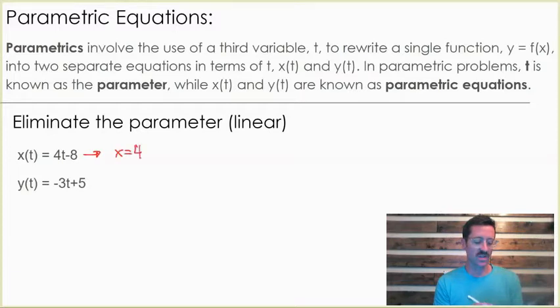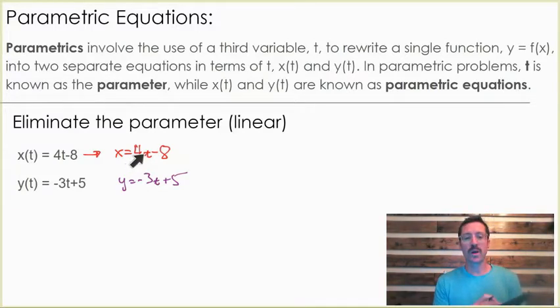Instead of writing in that function notation, the first thing I'm going to do is just say x equals 4t minus 8. And then I'm going to say y equals negative 3t plus 5. Hopefully from your context clues, you're concluding that eliminate the parameter means we need to get rid of the t. We don't want a t in our final equation. We're going to convert this back into a typical Cartesian equation.